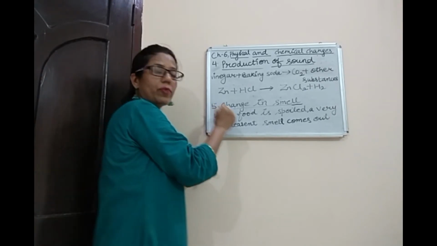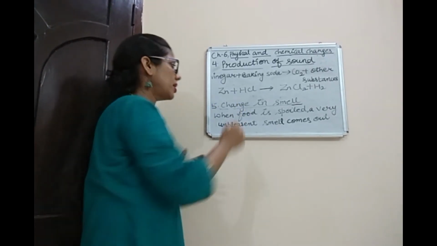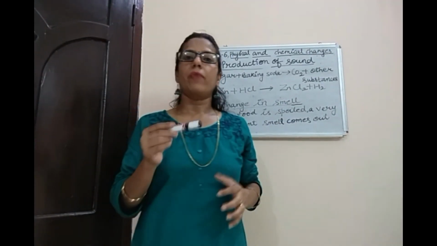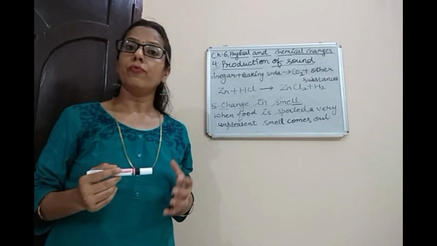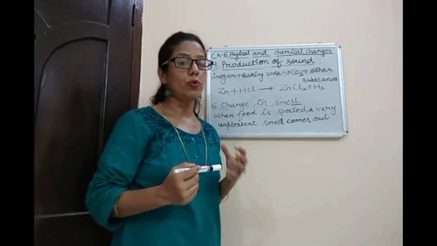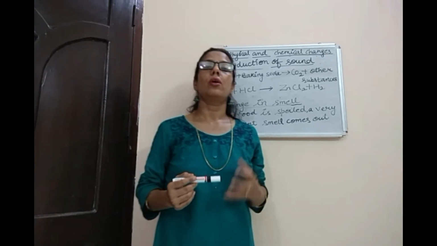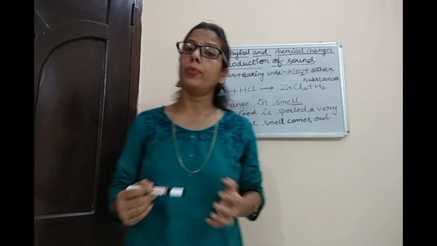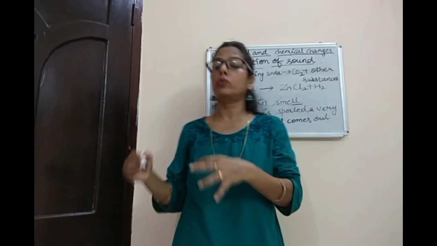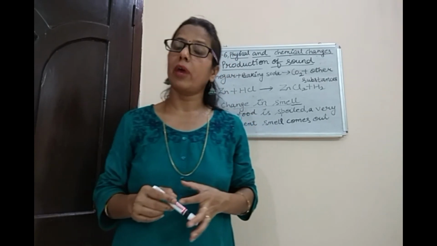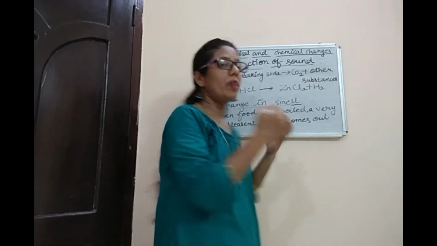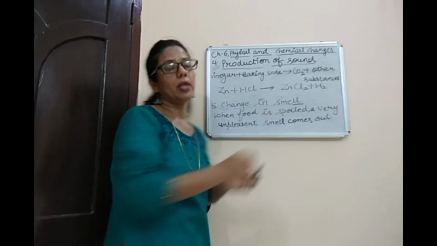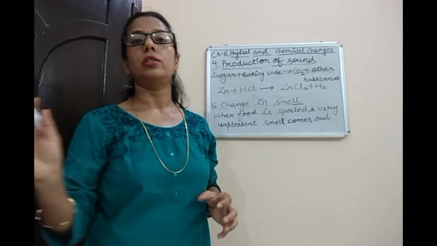The next and last characteristic of a chemical change is change in smell. When we prepare food, a very pleasant smell comes out from the food. But when we keep this food outside the fridge for a long time, a very unpleasant smell comes out because this food reacts with the oxygen present in the environment. So due to this reaction, a very unpleasant smell comes out from the food. So these are some characteristics of a chemical change.